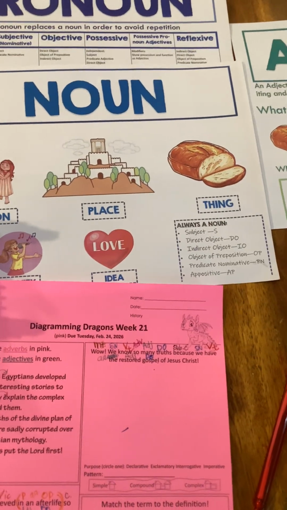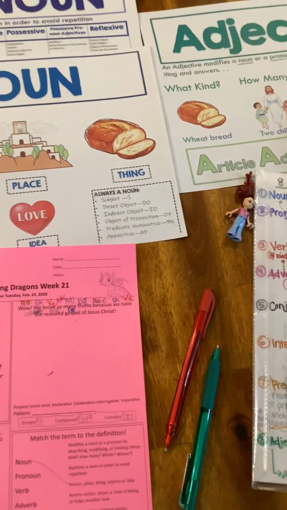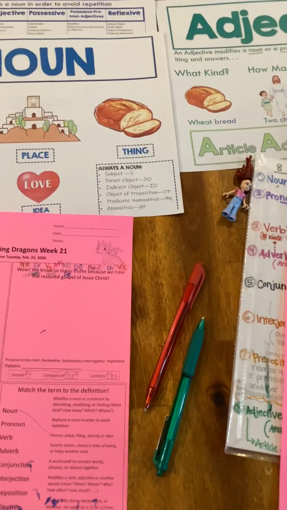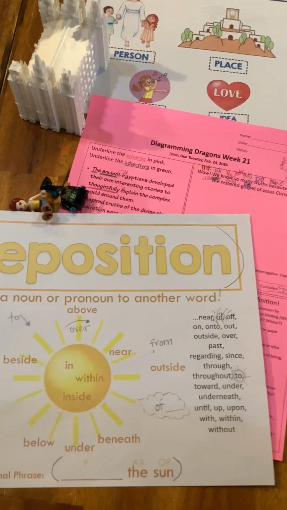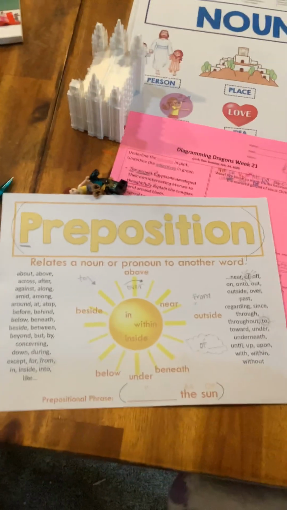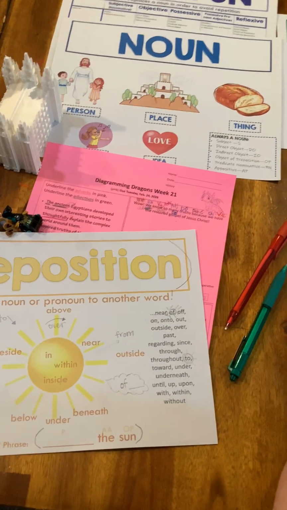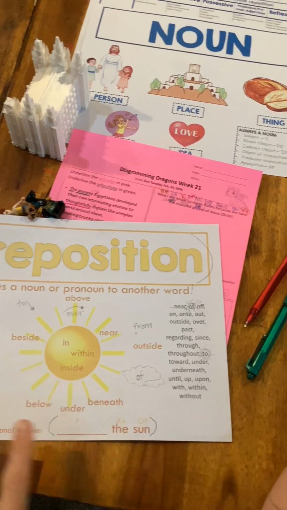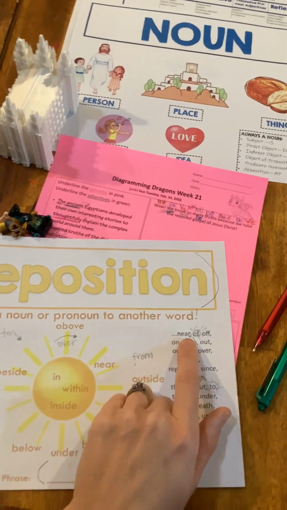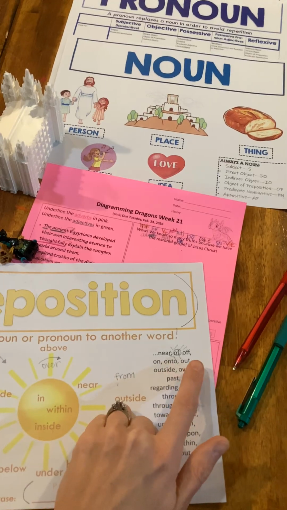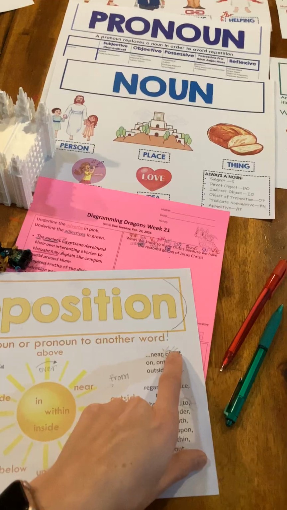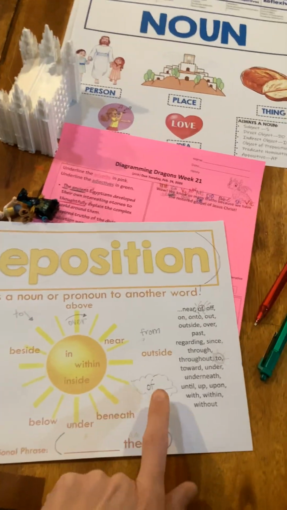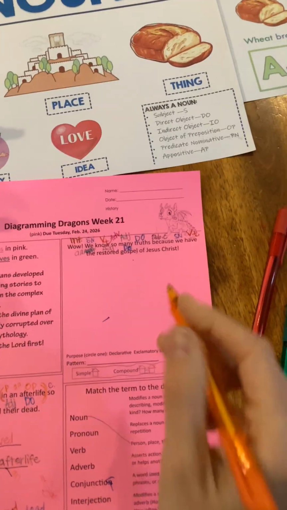Now, who can remember the word of is a special word. It's a special part of speech. Do you remember? This is your clue. A preposition relates a noun or pronoun to another word. Let's look for the preposition of. Here we go. Of, off, on, onto, out, outside, over, past, regarding, since, through, throughout. Of is a preposition, like we have written here. So let's put it in parentheses and find our object of our preposition.